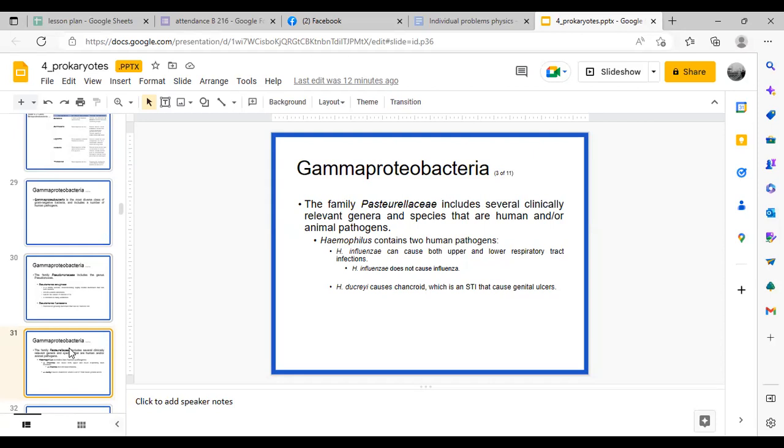So sometimes the upper and lower respiratory tract infections are caused by bacteria as well, although most are caused by viruses. So again, do not interchange yung influenza at influenzae. So H. influenzae is a species. Influenza is the disease caused by a virus. You have also H. ducreyi. So this can cause chancroid. So this is an STI that causes genital ulcers.